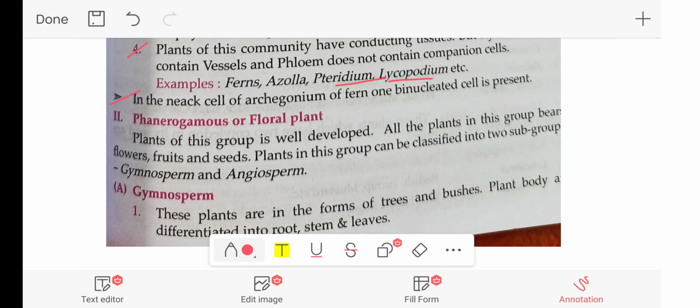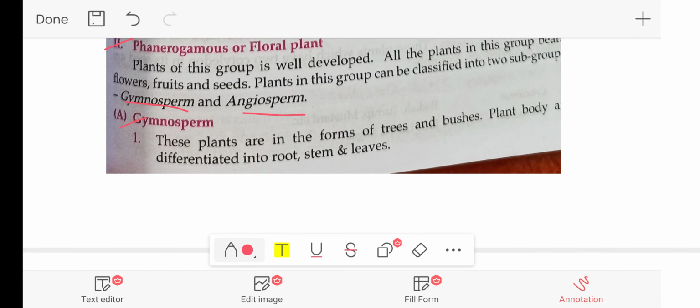Next part, phanerogamous or floral plants. Plants of this group are well developed. All the plants in this group bear flowers, fruits, and seeds. Plants in this group can be classified into two subgroups, gymnosperm and angiosperm. A. Gymnosperm. These plants are in the form of trees and bushes.